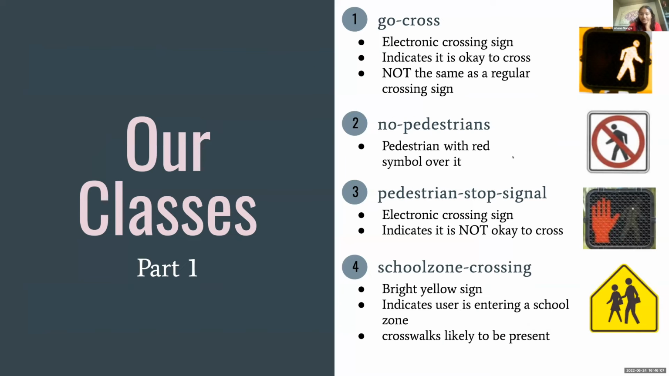So moving on to our classes, we had 8 in total. The first 4 are Go Cross, an electronic crossing sign; no pedestrians, pedestrian restricted; pedestrian stop signal, which is the opposite of Go Cross; and school zone crossing, which indicates a school zone.